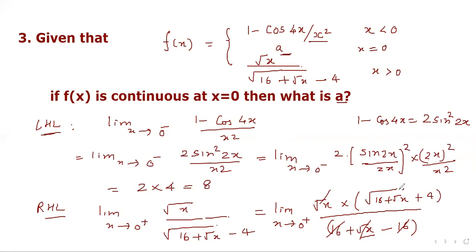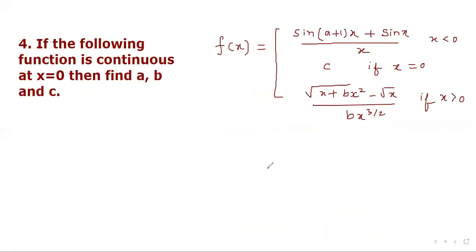So now we are left with limit x tends to 0 plus root of (16 plus root x) plus 4. Now we can put the value of x as 0. When we put x equal to 0 here, we will be left with root 16 plus root 0 plus 4. So root 16 is 4 and this is also 4. So we get the value of RHL as 8. LHL is 8, RHL is 8, and the value of the function at x equal to 0 is 8, which means a equals 8. So we have got the answer. Now let's go to the next question.